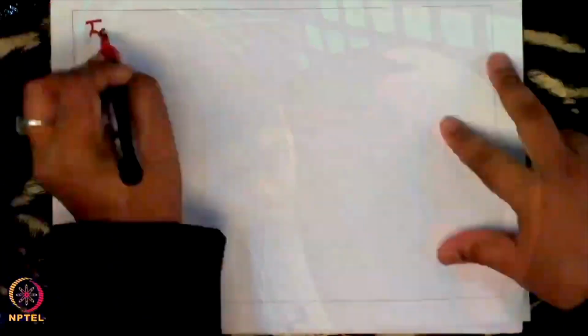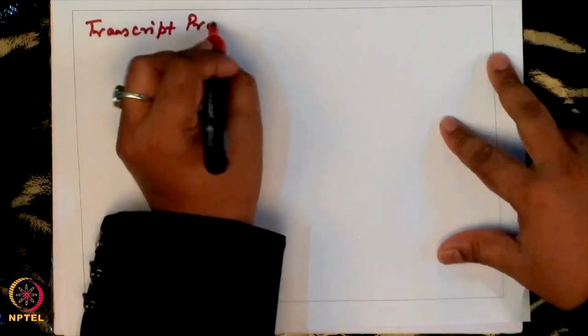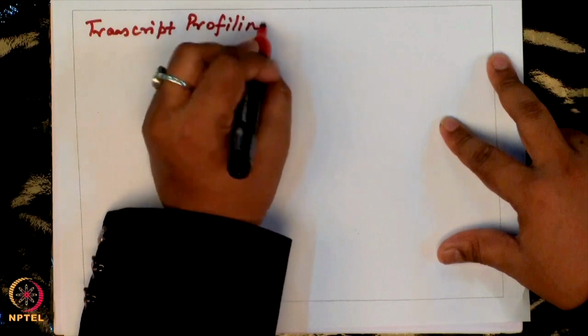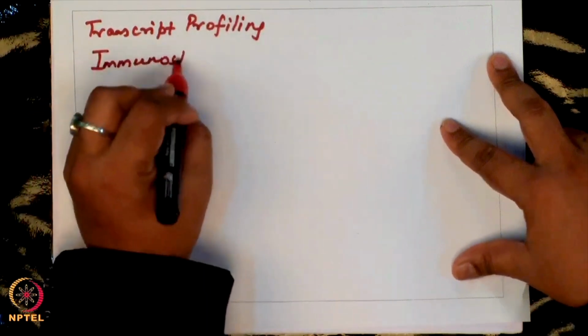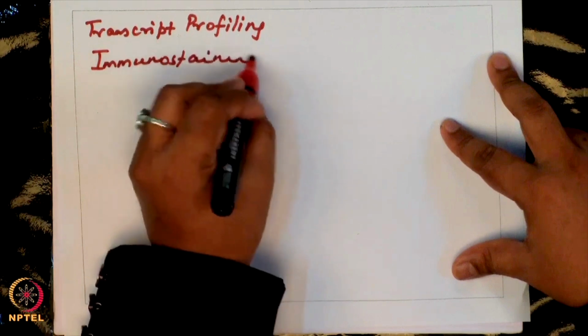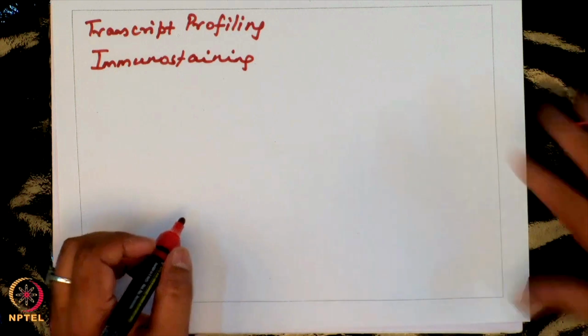Okay. So, these quantifications were at early time points. So, the authors went on to do the transcript profiling and immunostaining, and what they observed. Okay.